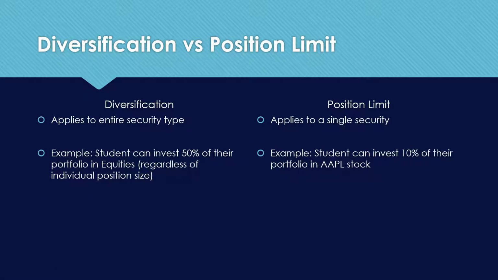Now, we already have a rule now called a position limit, and that's not going away. So this means that you have two ways to enforce the diversification on your student's portfolio. The first is this new diversification rule, which applies to a whole security type. So the example is a student can only invest half their portfolio in equities, regardless of what their positions are. The other is the older position limit, which applies to a single security. So an example of that, you could say your students can only invest 10% of their portfolio in Apple stock.